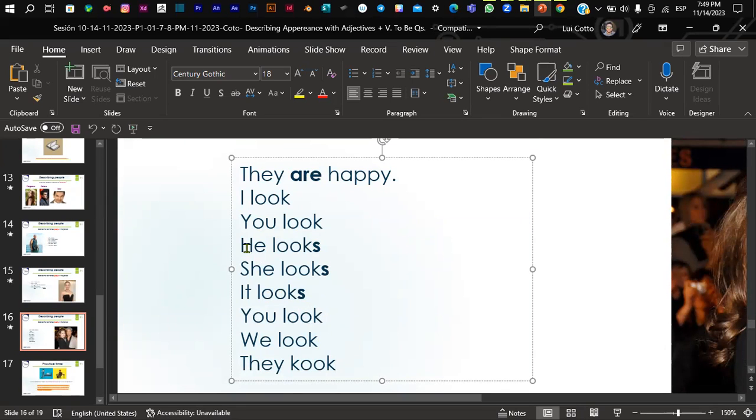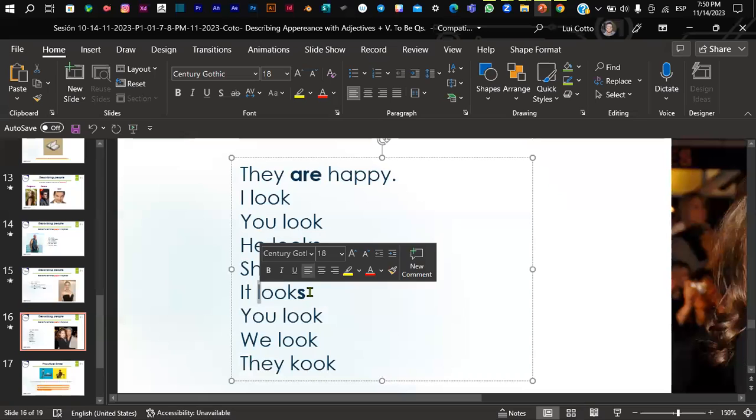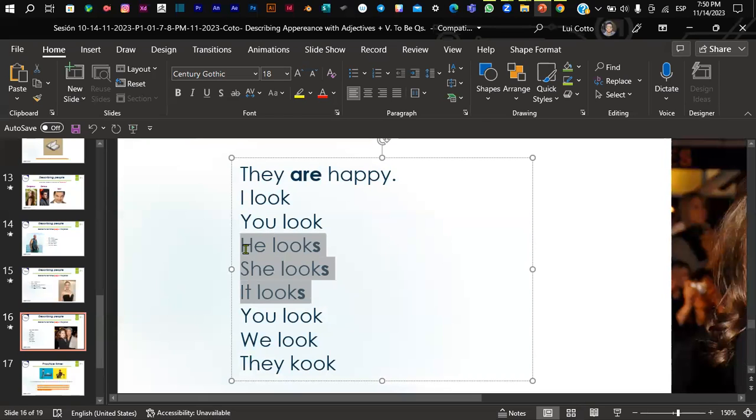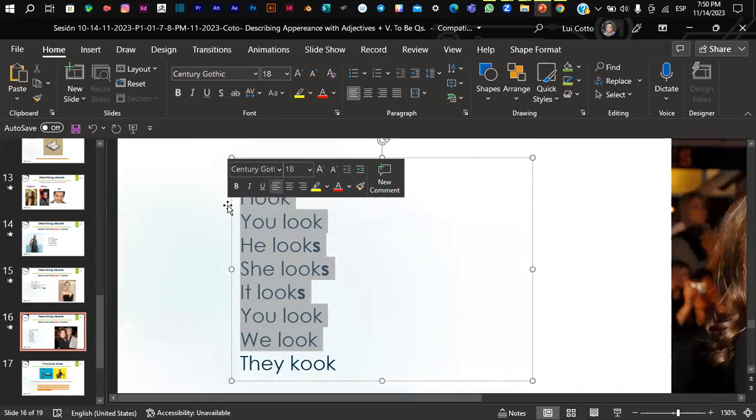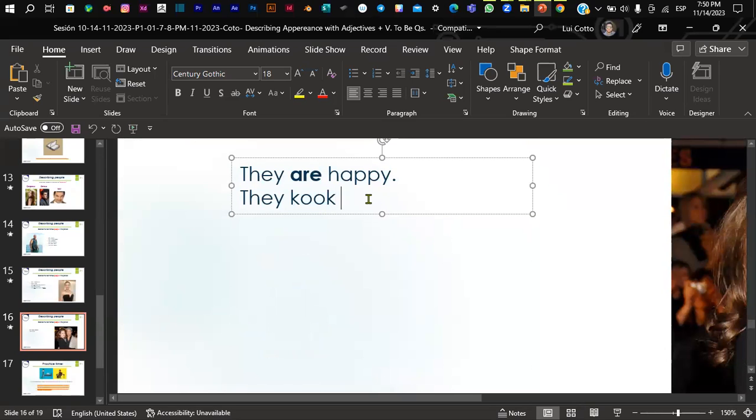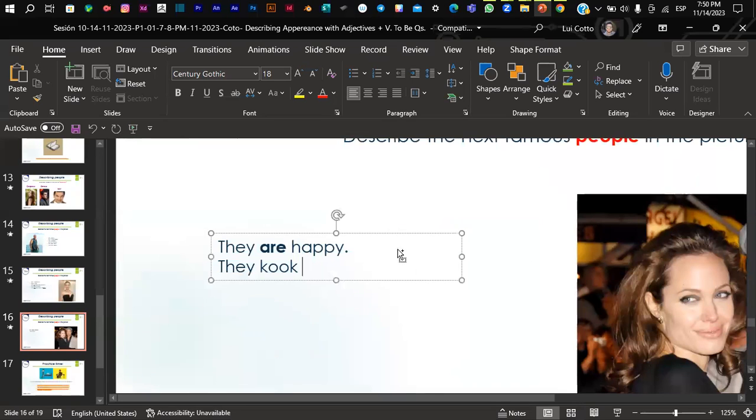And they look. Okay. Look only like for he, she, look. And it is letter S. But for they is normal. They look. Look, no cook. Look. They look happy. Correct. Cook not.